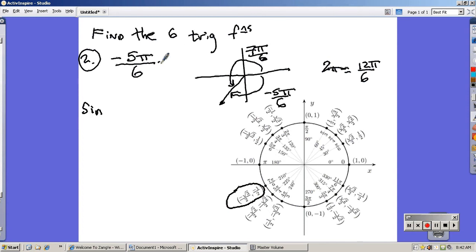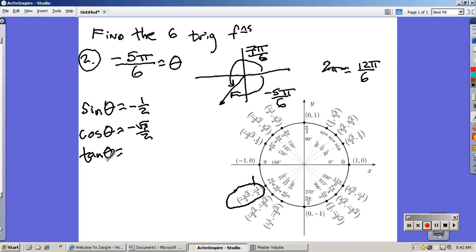I'm just going to call this theta. I know that theta is that, so I don't have to write it again and again. I'm going to find sine of it, cosine of it, and tangent of it. So let's see, I know that sine on the unit circle corresponds to the y value. So it looks like here y is negative 1/2. Cosine corresponds to the x value, negative root 3 over 2.